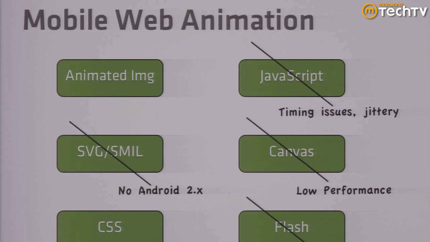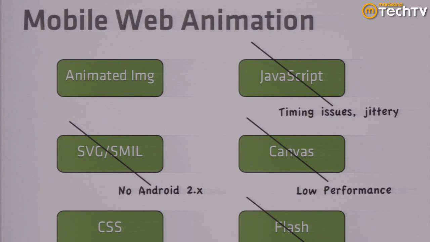When you go to mobile web animation, you actually end up with a lot fewer options, right? You can do animated GIFs, great, but they're probably the worst form of animation you can do. JavaScript has timing issues, and it's pretty jittery, and I'll go into JavaScript timers in just a second.